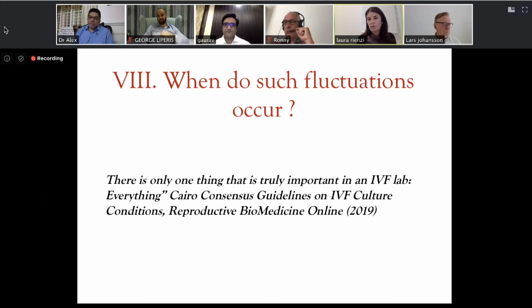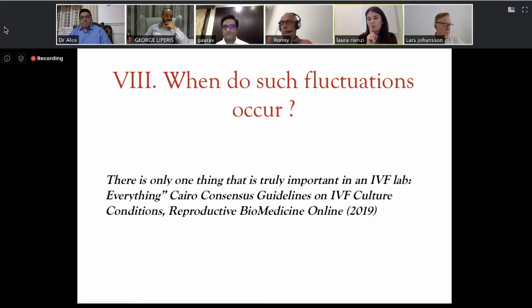Of course, if you are in a center where you do 200 cycles per month, this fluctuation will be much lower because you compensate with high numbers. But when you are dealing with 20 cases per month, it's normal that the patient distribution will be different, and you may have fluctuation in the results. So the problem is really to understand that we are not working with machines, but with eggs and sperm that are highly different.